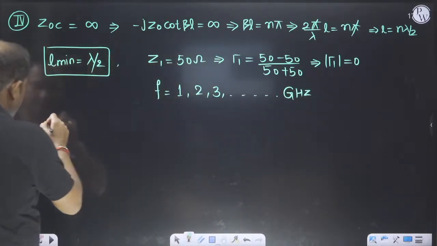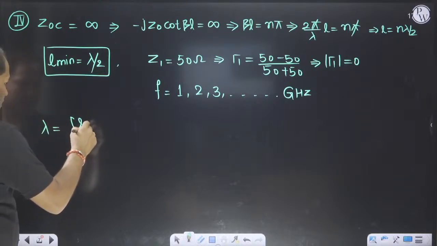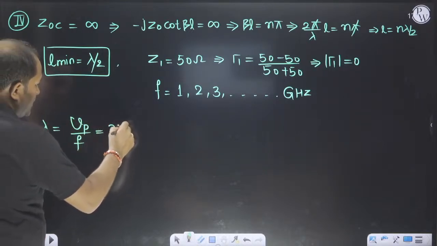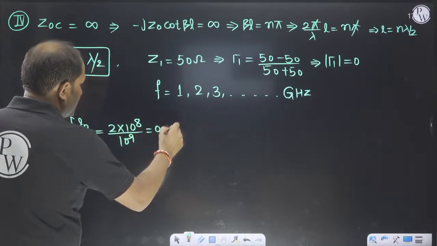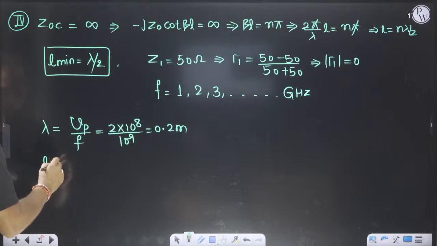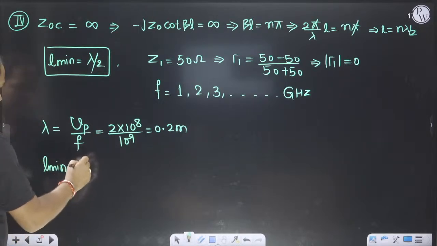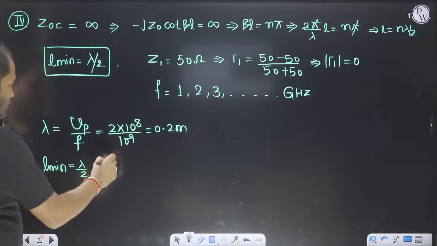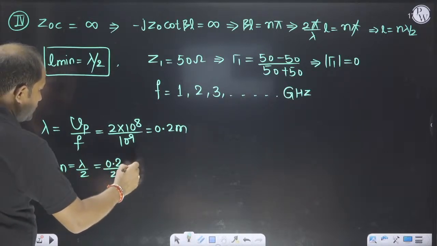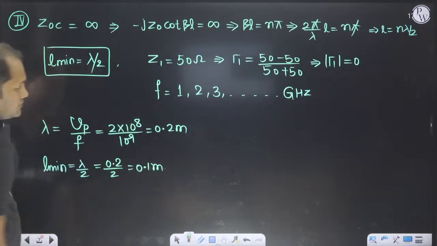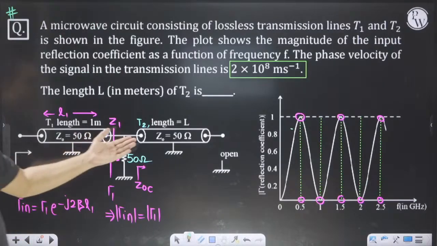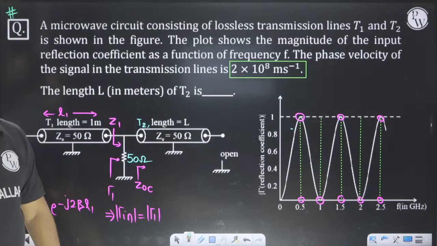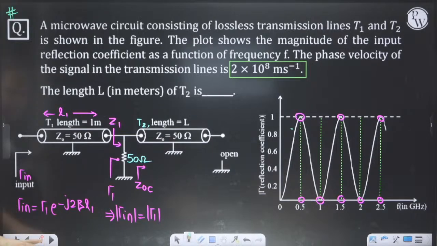If you know the frequency, then lambda is equal to Vp upon F. Vp is equal to 2 into 10 to the power 8, and I will take 1 gigahertz, 10 to the power 9, so 0.2 meter. So our minimum length will be lambda by 2, and lambda is 0.2 meter, divided by 2, 0.1 meter. So you can find out the length easily. So what have you found out? The length will be 0.1 meter.